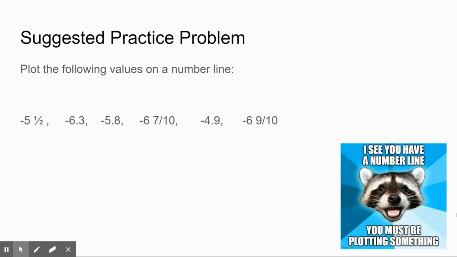You have 6 values here. They're all between -7 and -4. Plot them on a number line. Remember to order them first, then make your number line, figure out what your scale is going to be, go from there. A couple of the numbers are a little bit tricky to read because they have fractions, but for example, we have -6 and 7/10. We also have -6 and 9/10. Those are both fractions. They're just a little bit funky looking because Google Slides does not like doing fractions. Good luck.